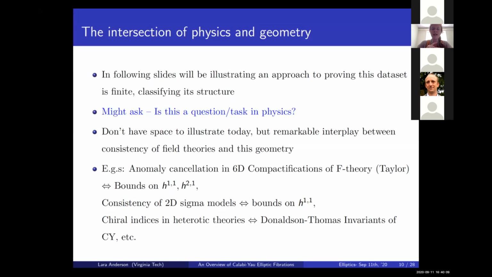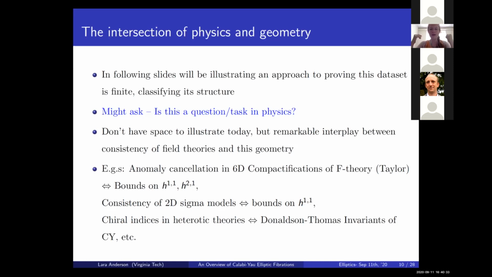So I want to be able to extract physics information from a knowledge of what's going on with Calabi-Yaus. But if I say I'm going to work towards trying to characterize or prove finite a set of Calabi-Yaus, you might ask, is that actually a question? Is that a task for a physicist to be doing? Shouldn't mathematicians do that? The answer is it's partially yes. But I don't have space to illustrate today, but there's a remarkable interplay, at least in string theory, between the consistency of field theories that arise in string compactifications and this underlying geometry.